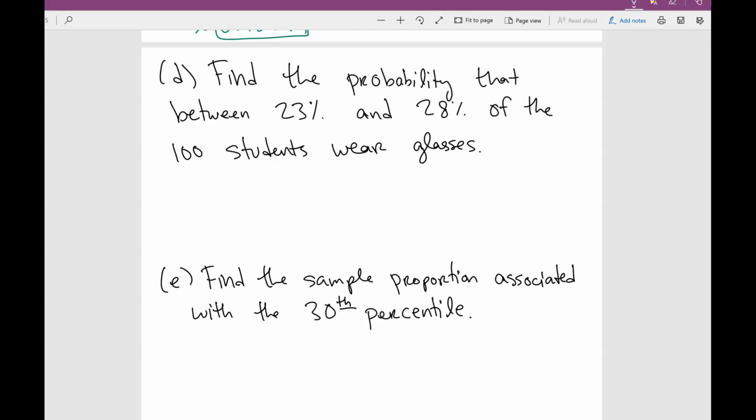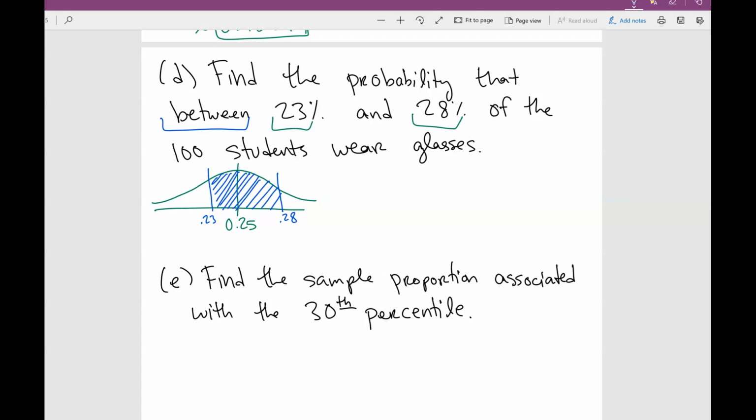Okay. So we're going to go ahead and do a normal curve again. In the middle is going to be 0.25 because that's still my mean. And now we want between 23% and 28%. Well, 23% is right here. Here's 0.23. And 28% is right here. And we're looking for everything that's between. Between is everything in the middle. So we're looking for all of this area.